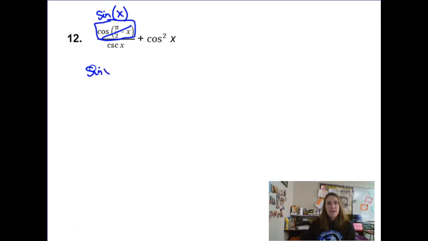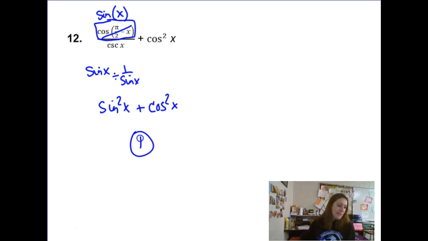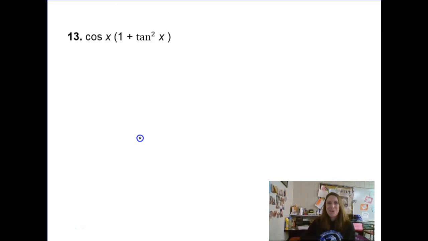So if you take sine x and you divide it by 1 over sine, that's the same thing as multiplying by sine. So this ends up being sine squared. And then over here, I'm going to keep it as cosine squared because that looks pretty. I know what sine squared plus cosine squared is. That's a 1. That was actually a really nice one. Aww. But not all terrible, right?